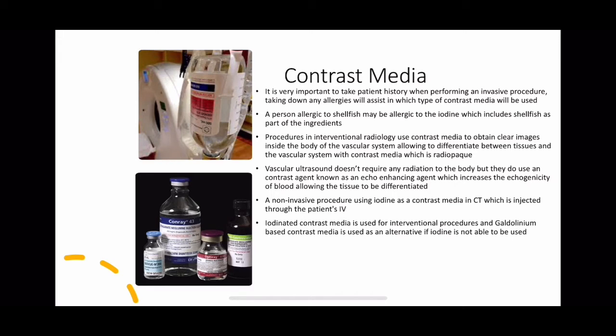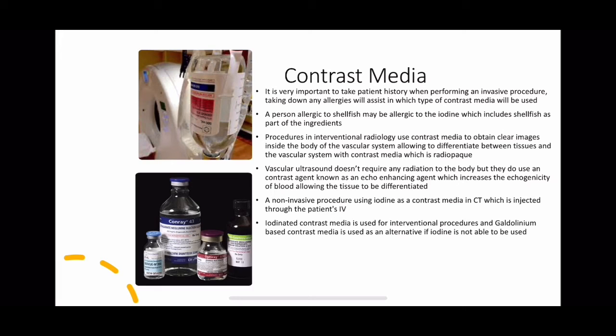Procedures in interventional radiology use contrast media to obtain clear images inside the body of the vascular system, allowing us to differentiate between tissues and the vascular system with contrast media, which is radio-opaque. Vascular ultrasound doesn't require any radiation to the body, but it does use a contrast agent known as an echo-enhancing agent, which increases the echogenicity of blood, allowing the tissue to be differentiated.